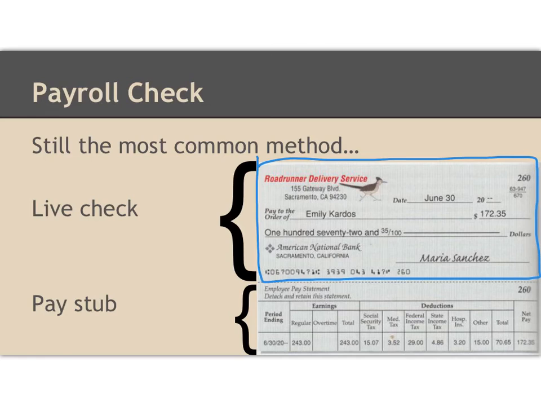The bottom part is, and sometimes this is the top part of the document, but the other half of the document is a pay stub. This is for her records. She doesn't hand this over at the bank. She doesn't hand this back to the employer. This is for her records, telling her that on the pay period ending on June the 30th, she grossed $243. Here are her various deductions for a total of $70.65 that was withheld, and her net pay was $172.35.